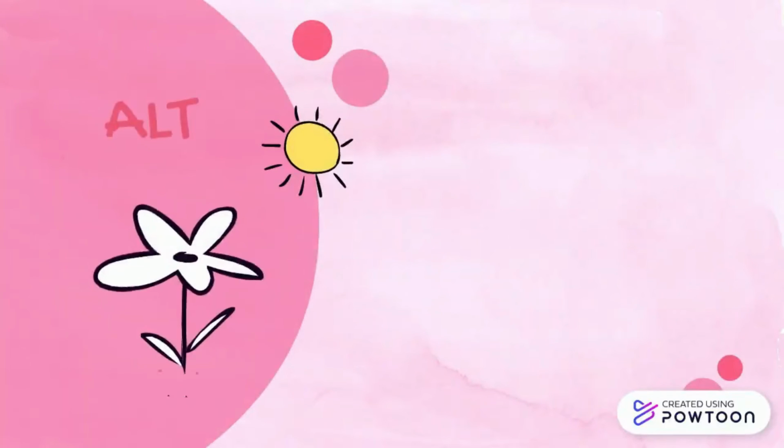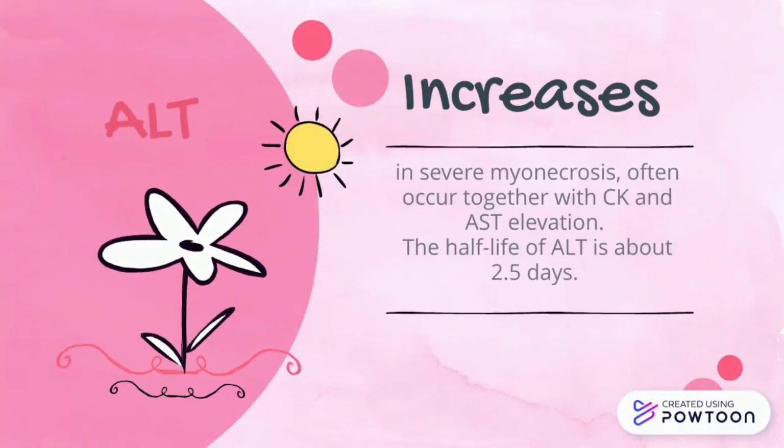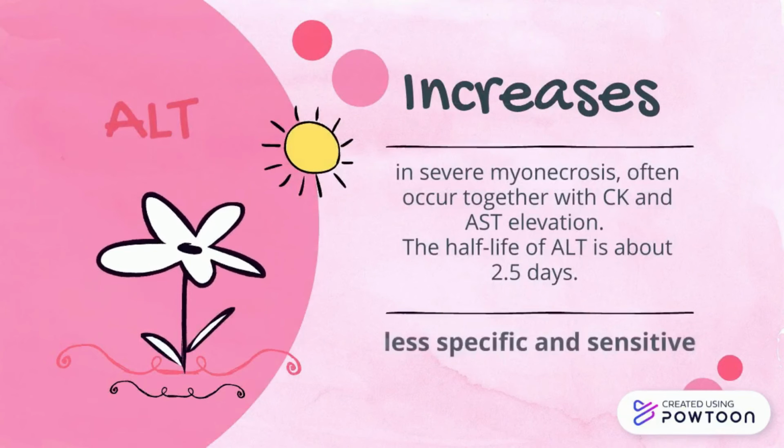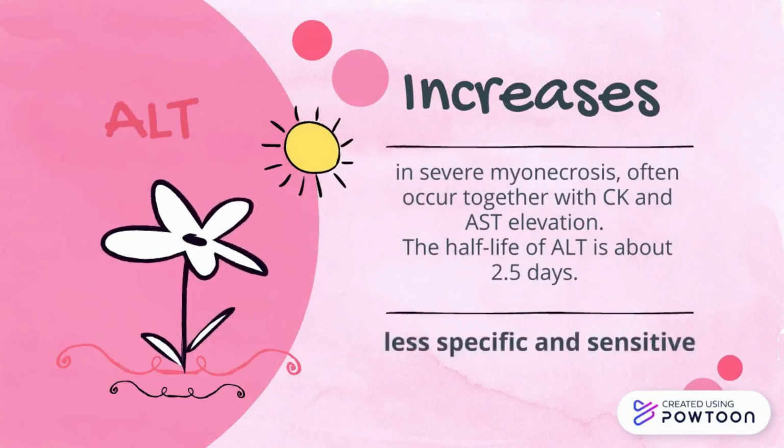Alanine aminotransferase. They increase in severe myonecrosis, often occurring together with CK and AST elevation. The half-life of ALT is about 2.5 days. They are less specific and sensitive.